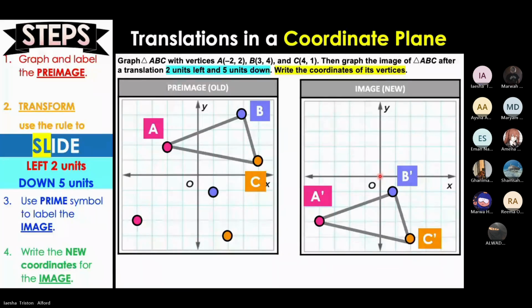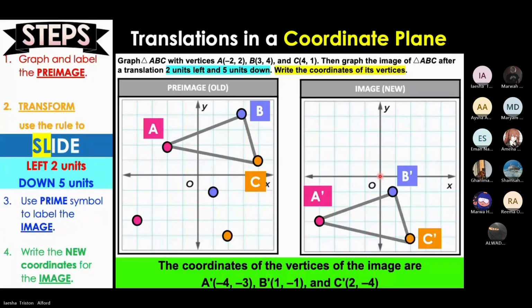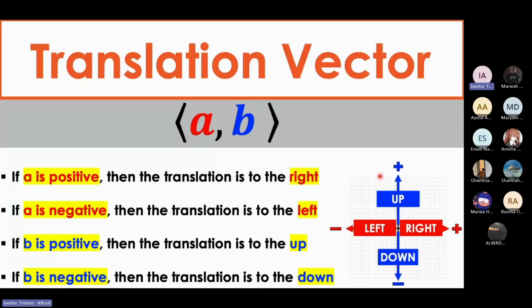-4, -3. Good. Anybody, B prime? +1, -1. Good. C prime: +2, -4. Good. So you have to say where it is. Okay? What else do you need to know about this section?